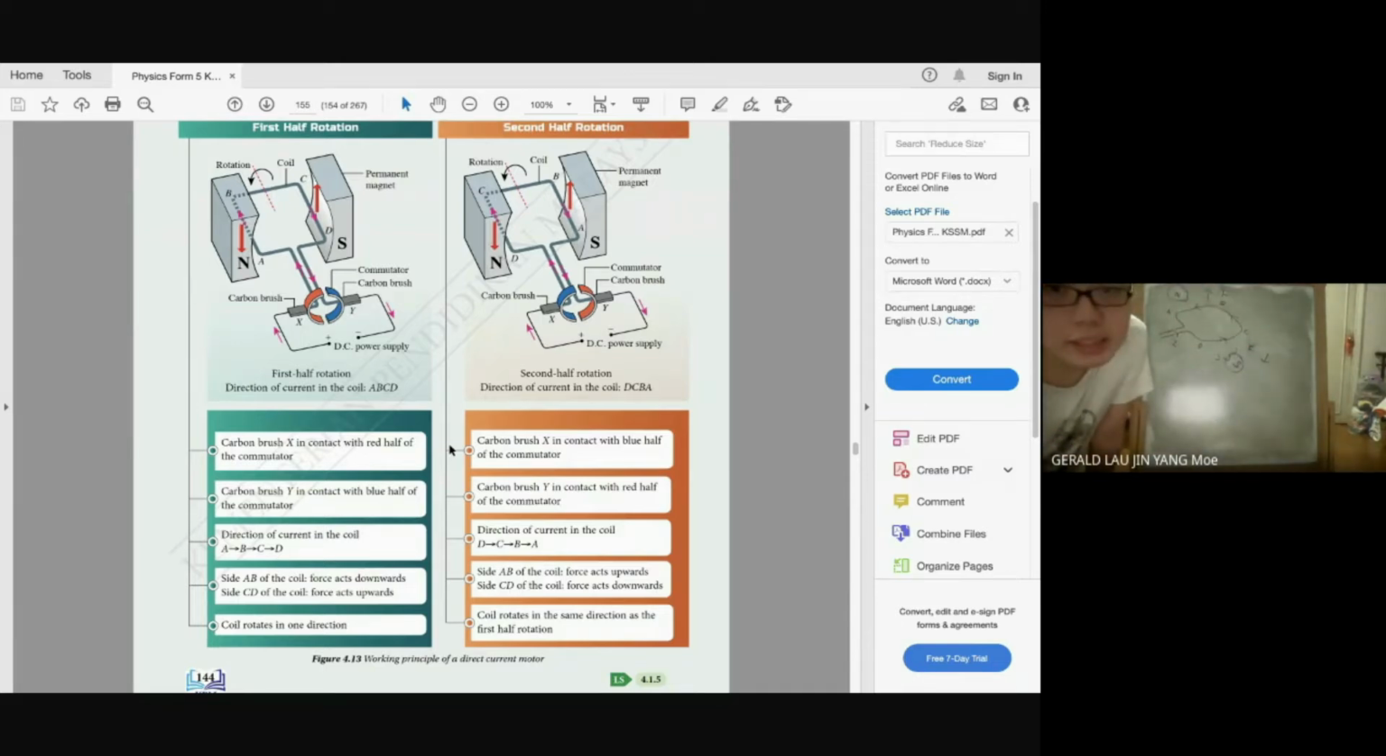Okay, carbon brush X in contact with blue. Carbon brush Y in contact with red half. So the direction of current, actually the arrow here is drawn wrong already. I don't know why they drew it wrong. Okay, not to say drawn wrong, sorry, you see the alphabet changes. So that means it will be DCBA. Okay, you just follow the current like that, and then you will use your Fleming's left hand rule to find the direction of force. Okay, so it will rotate and rotate and rotate.